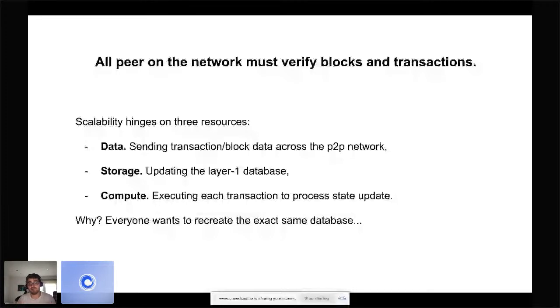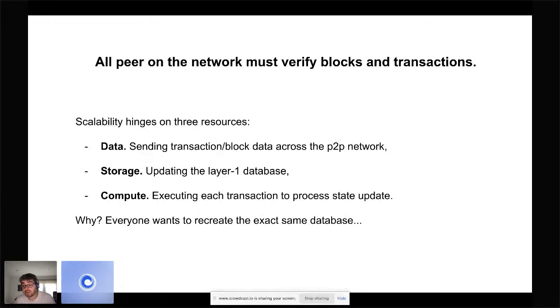We send a block every 14 seconds. We send transactions to the network. And ideally, every single peer in the network should be able to verify the blocks and transactions in real time. And so scalability hinges on these 3 different components. The first is data. We just have to send data across the network, transactions, blocks. That's more of a bandwidth bottleneck.